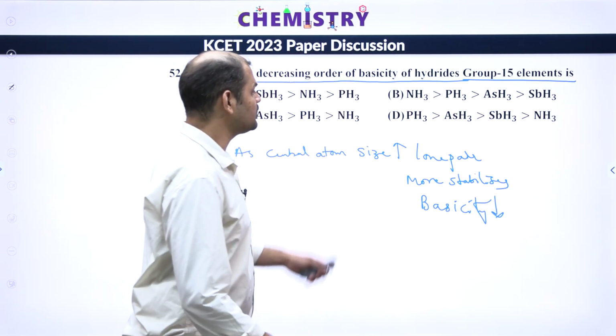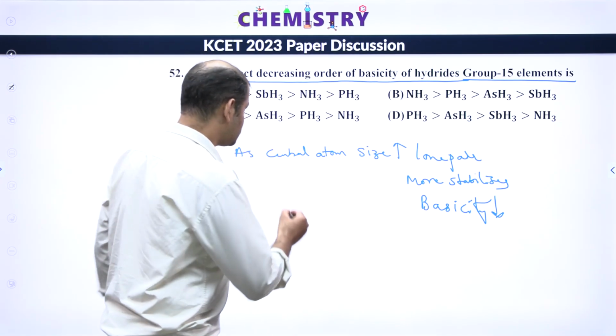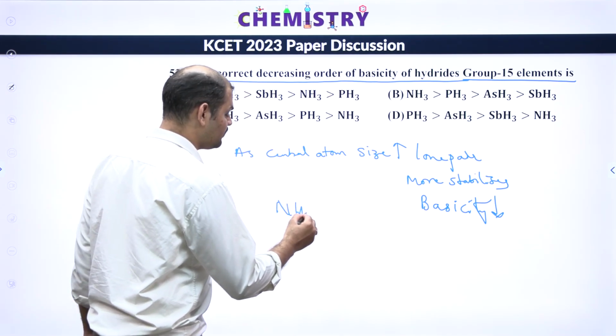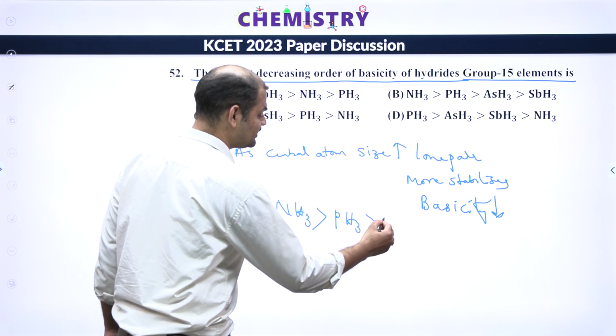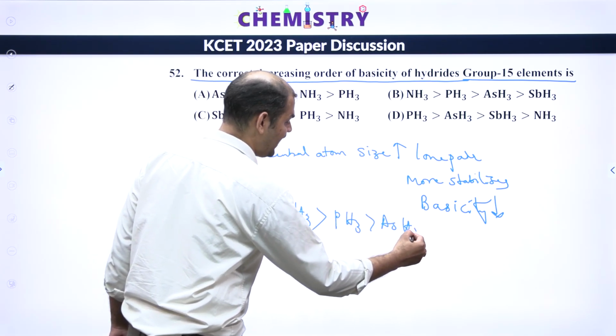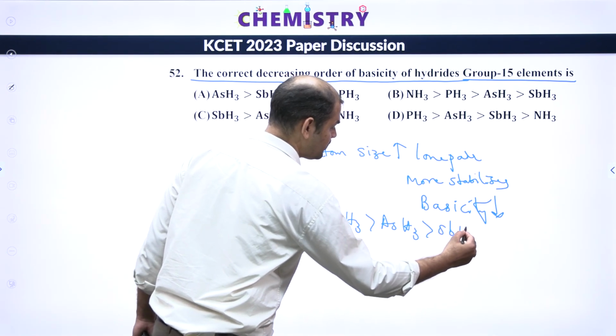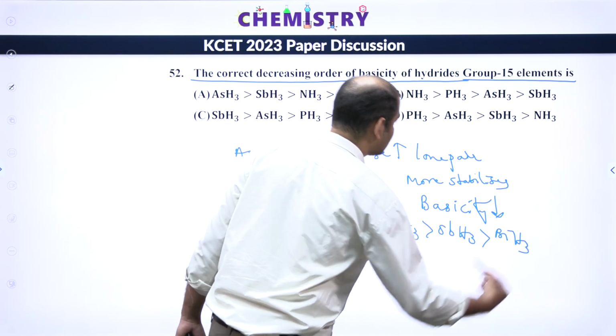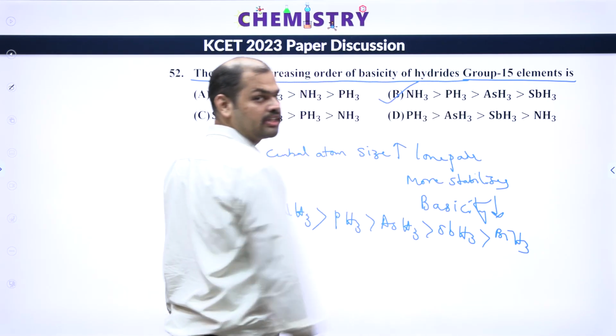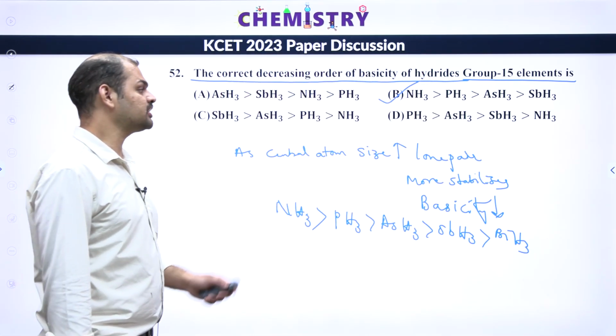Okay, so nitrogen is the first hydride, nitrogen will be more basic in nature, after that phosphorus, then followed by arsenic, then followed by antimony, then followed by bismuth is the correct answer. So the answer is B. Is it clear? Let us see the next question.